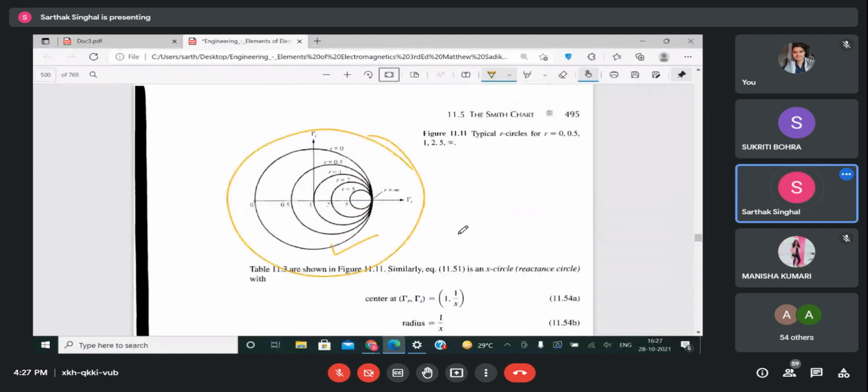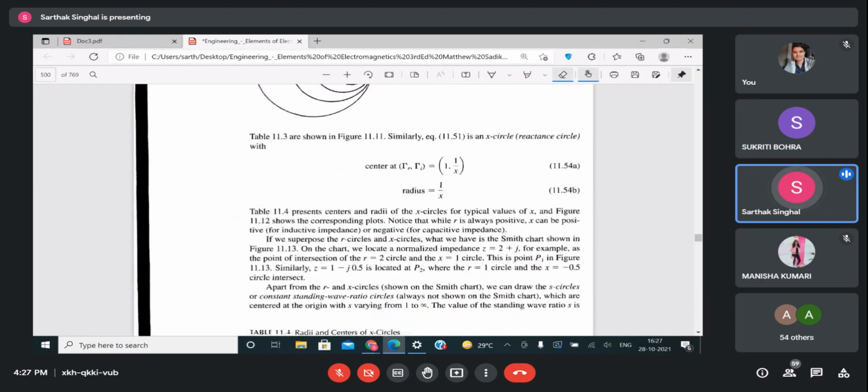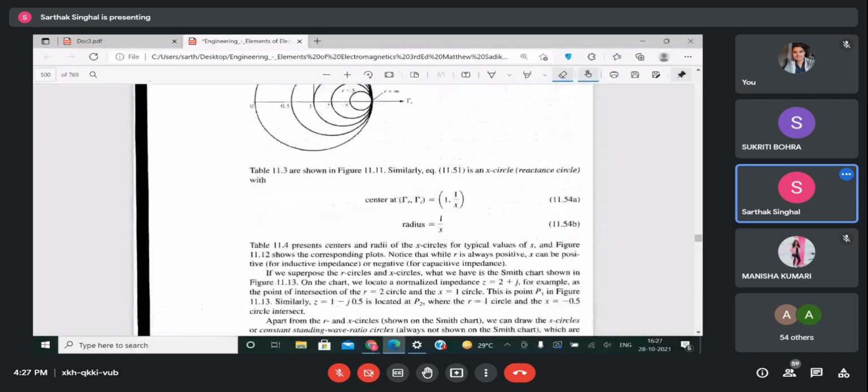And similarly, for the infinity, at this point the radius will be 0, right? Yes, sir. So these are the resistance circles.